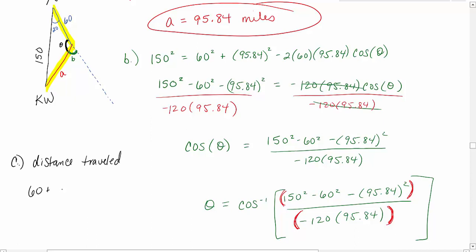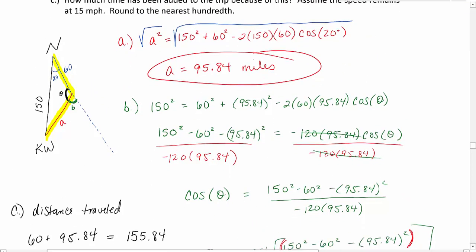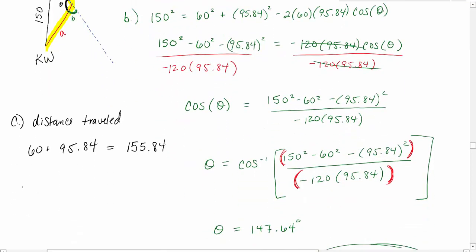is 60 plus 95.84 to give us a total of 155.84 miles. And they want to know how much time has been added. So they're traveling an extra 5.84 miles because the trip was supposed to be 150 miles. But they want to know the time.